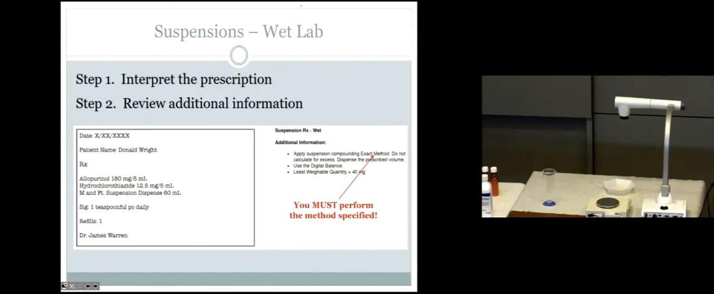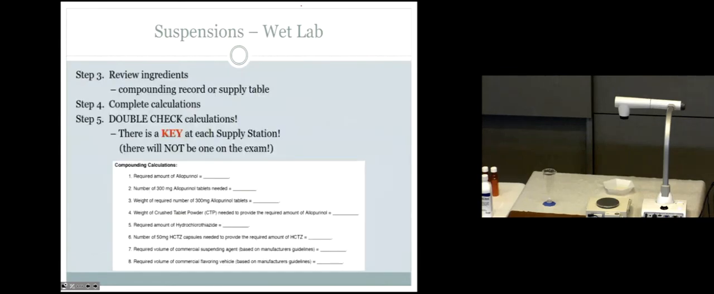We're not going to do the calculations together. I just want to preface a couple of things before I turn you loose out there. If you'll notice, here's an interesting suspension because it's a unique combination that's not otherwise commercially available. So you're going to be combining some allopurinol at 180 milligrams per 5 ml with some hydrochlorothiazide, 12.5 milligrams per 5 ml. And you're going to compound and dispense exactly 60 mils because in the additional information I tell you, you must use the exact method. All right? Enough said on that. I don't have to go into that a whole lot.